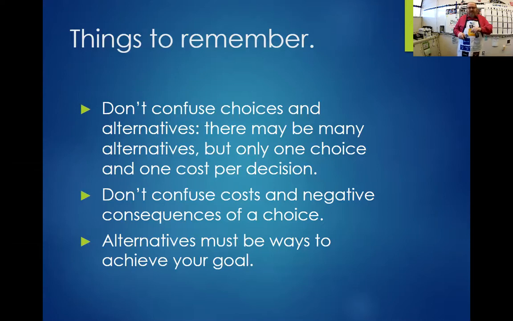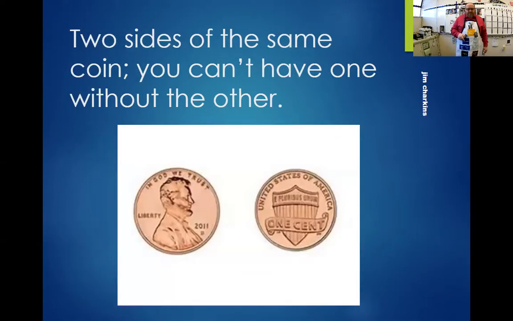Now, things to remember as you're doing that. Don't confuse choice and alternatives. There are many alternatives, but there's only one choice and only one cost per decision. So don't confuse costs and negative consequences of a choice. Alternatives must be ways to achieve your goal. They have to be actual, viable, reasonable ways to achieve your goal.